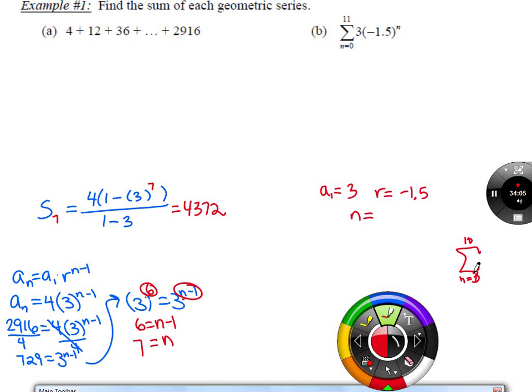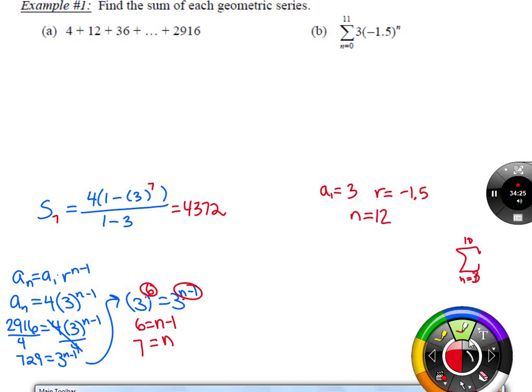So when they say from 0 to 11, 11 minus 0 is 11, but that didn't account for actually plugging in 0. That only counted moving forward from 0 to 11. So we have to add 1 back to get 12. Remember how we talked about this with arithmetic sequences and series? So we actually have 12 terms here. In our sum formula, we would be adding up 12 items, where the first term is 3, 1 minus negative 1.5 to the 12th power. Be really careful when we put this into the calculator. If you do so correctly, you should get negative 154.5.